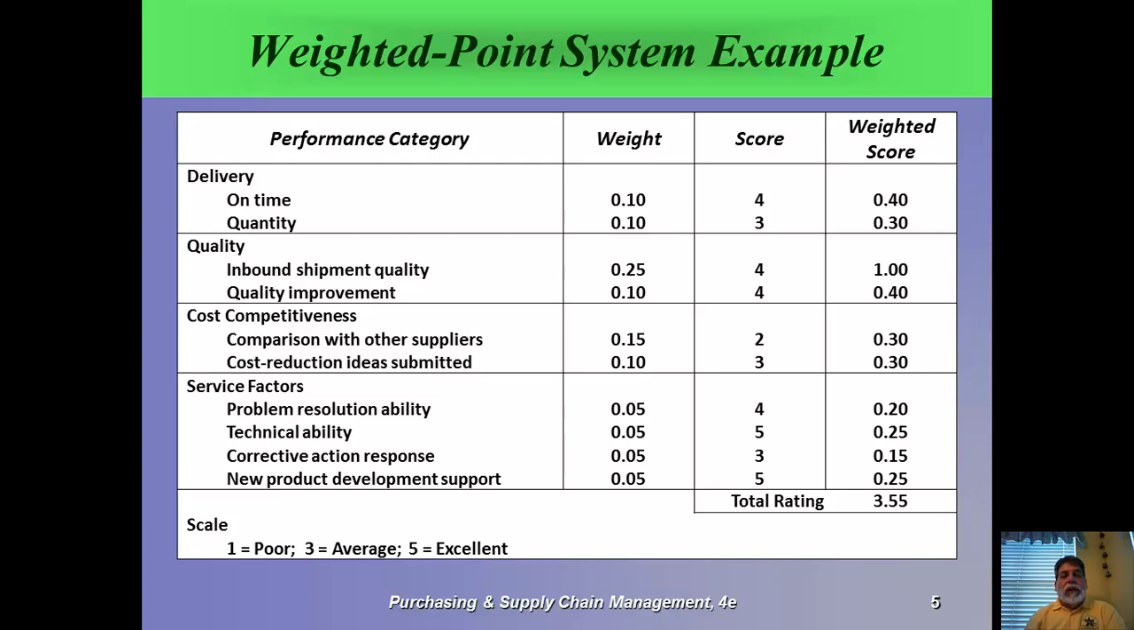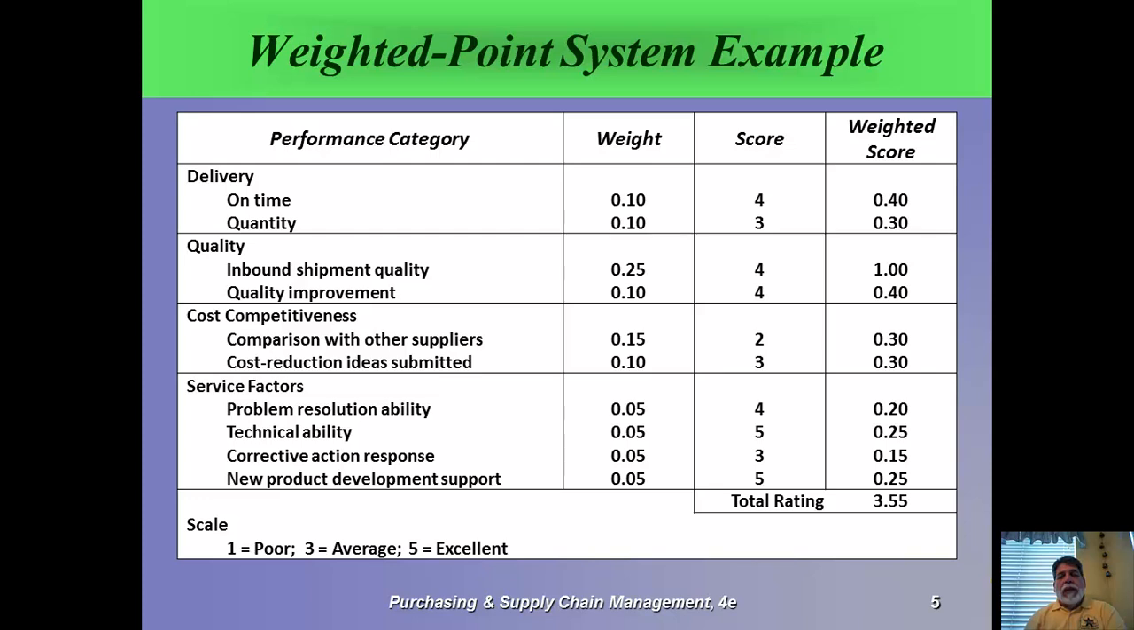We have a weight, and that's in the second column. All of those weights, you add them up, and they're going to come up to 100%. Usually you would like to have your most important weights, the heavy weights, at the top. And then you have the score for each of the companies in the column named score, and you multiply weight times score, and you come up with a weighted score.